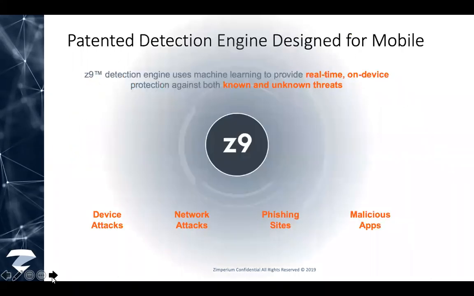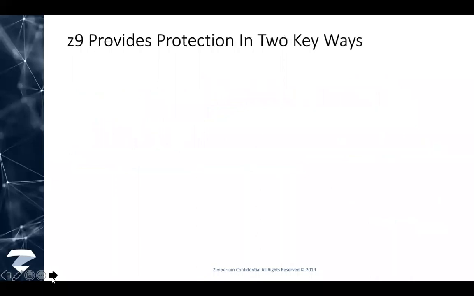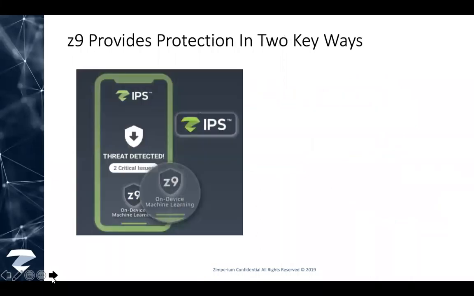We have one engine that detects all these attacks on device, and it's called Z9. Z9 can be rolled out in 1 of 2 ways. If you're trying to protect your device 100% of the time, like next generation endpoint protection or antivirus for mobile, that's a product called ZIPS, which stands for Z Intrusion Prevention System.